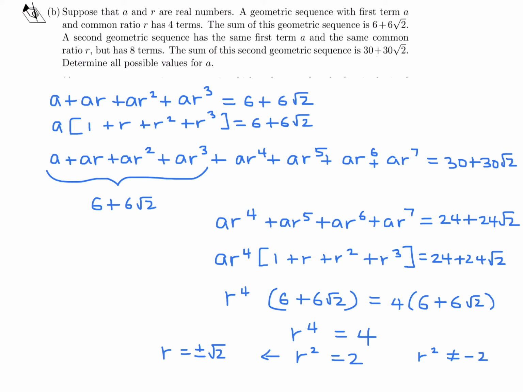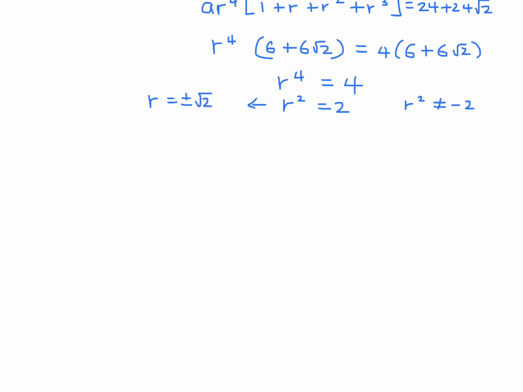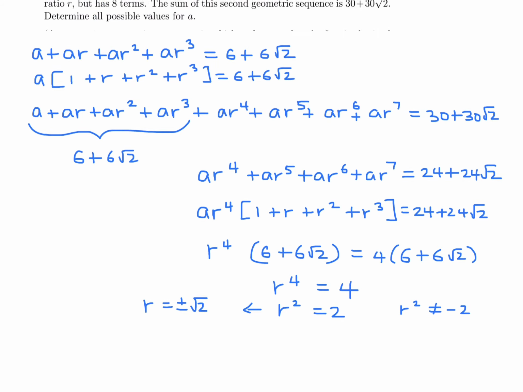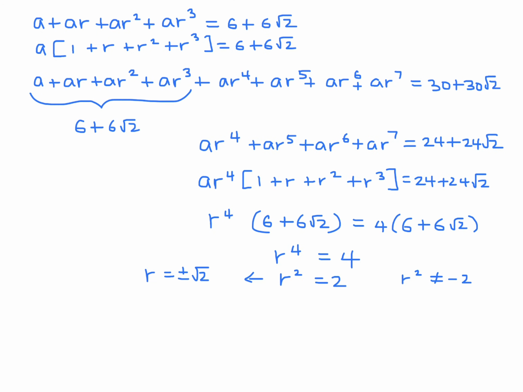So we got r, but we are asked to find a. All right, I think I can do that. Let's find my values for a. Now, first of all, which equation am I going to use here before I scroll up? I guess I'll just use this one right here. Okay, I'll use that equation. So that means a is going to be 6 plus 6 root 2, all divided by 1 plus r squared plus r to the power of 3, like that.